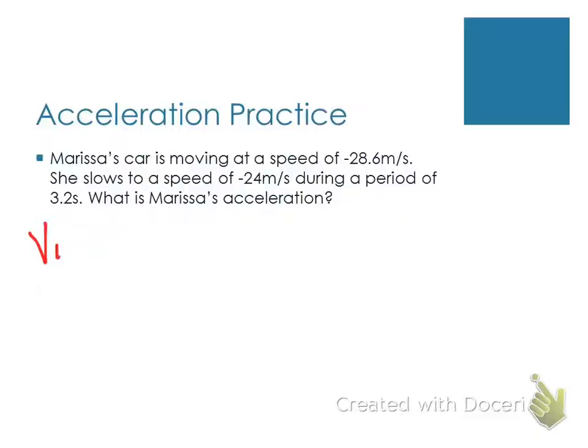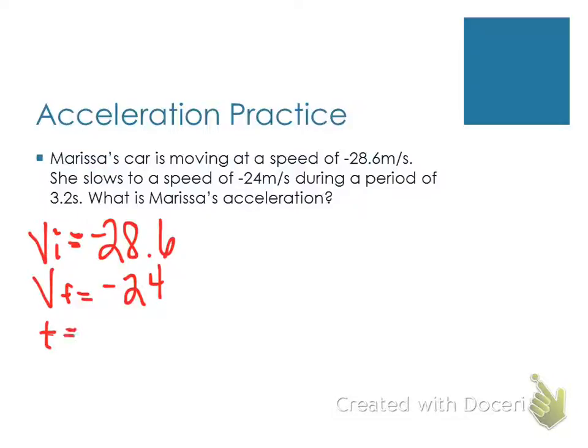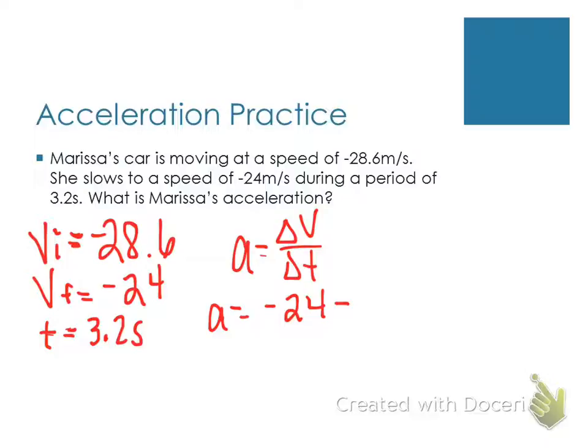Okay, so our initial velocity is equal to negative 28.6. Our final velocity is equal to negative 24. Our time is 3.2 seconds. So for my acceleration, I want to take my final velocity, which is negative 24, minus my initial velocity, over 3.2. What happens when I have two negatives next to each other? They become a positive.